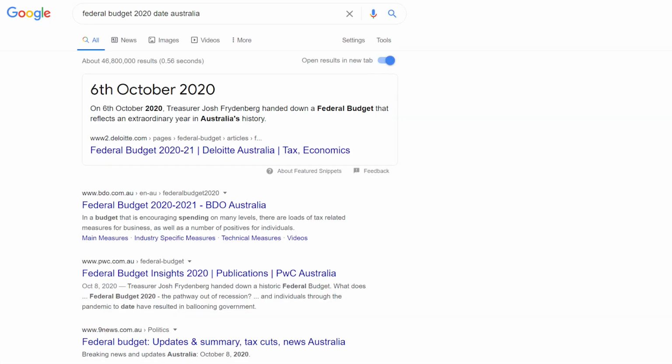So the first thing to discuss is the fact that the budget is usually handed down in May of each year, and this year was very different. Because of COVID-19, the Morrison government wanted to wait to see more about what the outcome of the pandemic was likely to be, the kind of effects and the economic repercussions, before announcing its plans for the federal budget and its spending and revenue measures for 2020-2021. So in October of 2020, we had the budget handed down, which goes from 2020 through to 2021. It's a very unusual situation, but 2020 is a very unusual year.